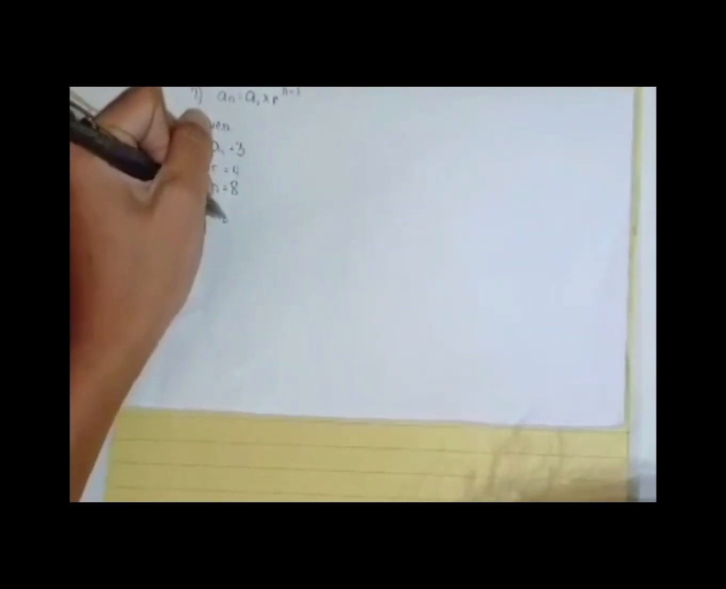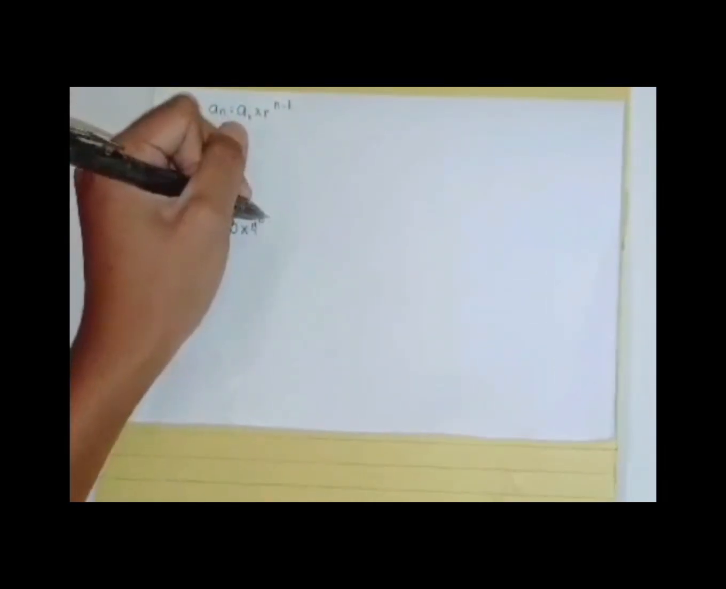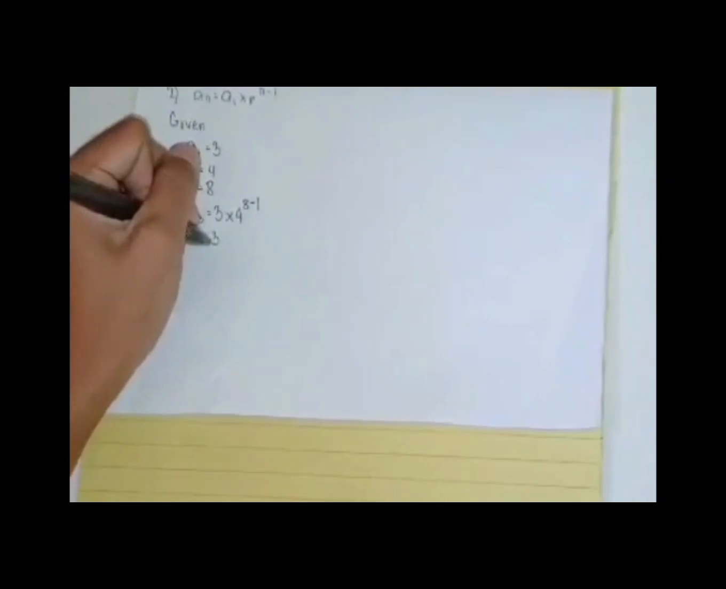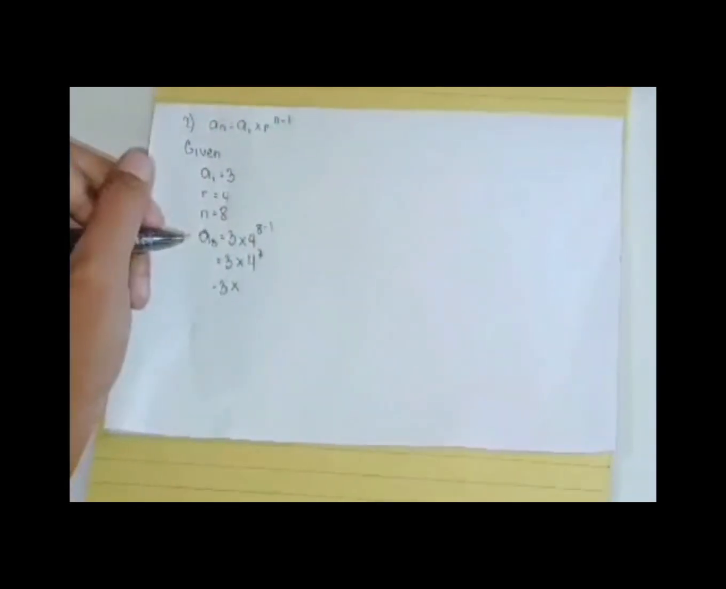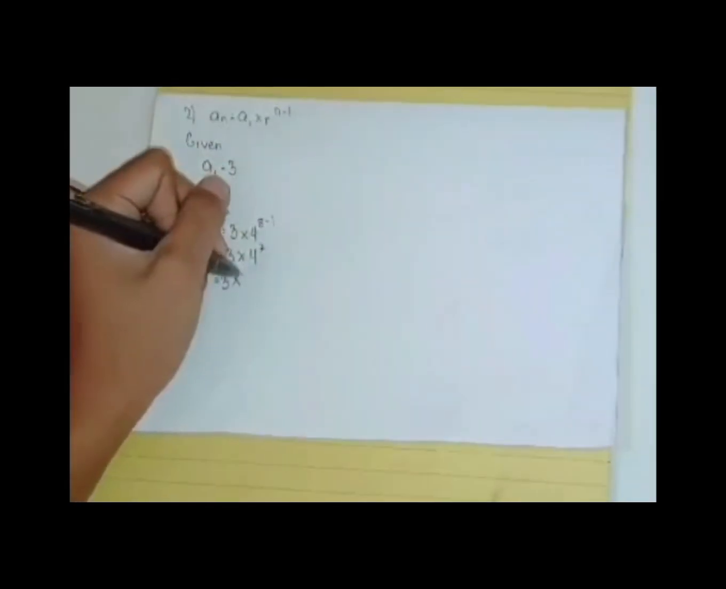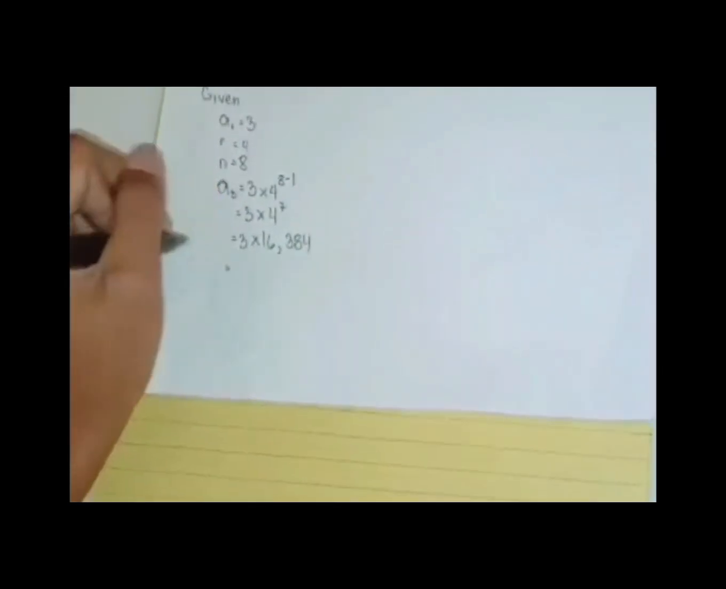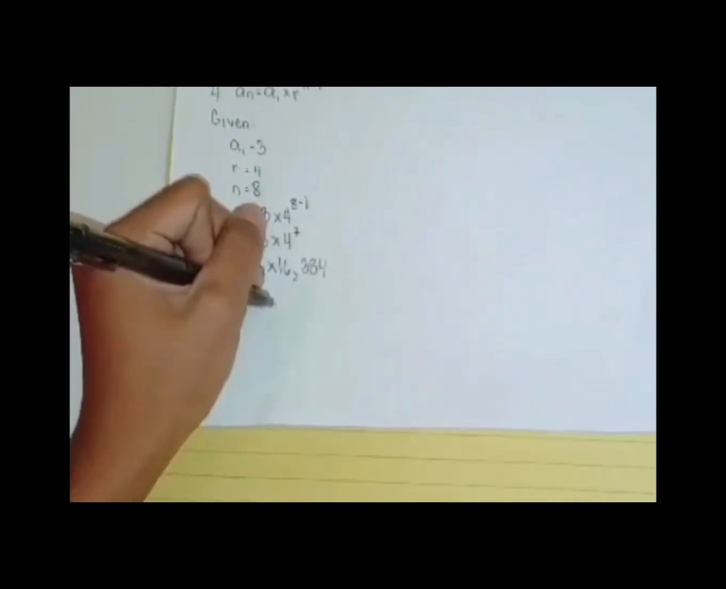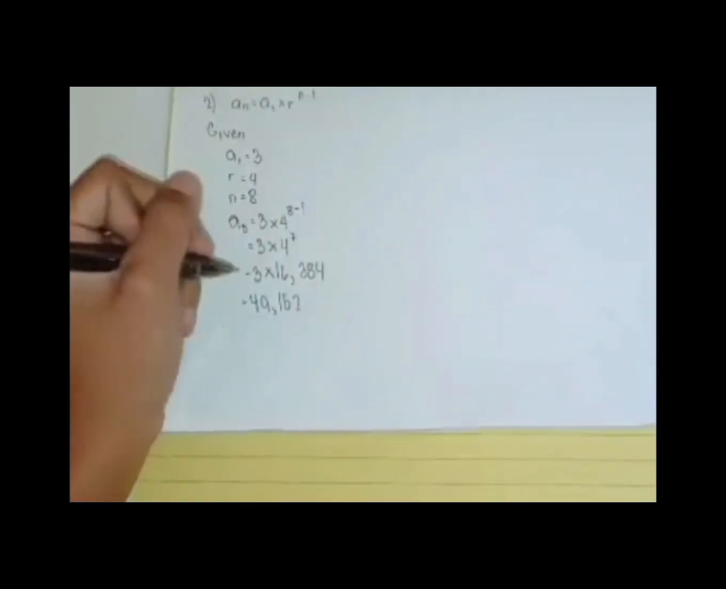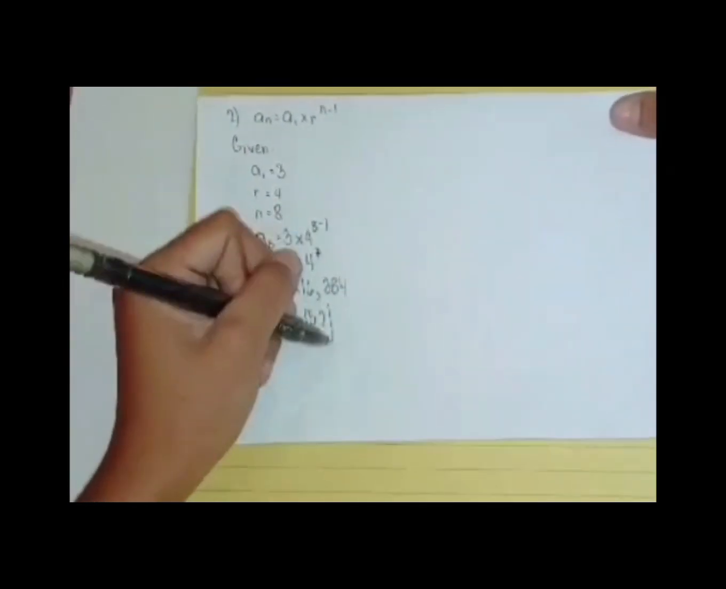So we're going to substitute again, and it will be a sub 8 is equal to 3 times 4 raised to the power of 8 minus 1. Copy the 3 times 4, and 8 minus 1 is equal to 7. Then 4 raised to the power of 7 is equal to 16,384. 3 times 16,384 is equal to 49,152. So our eighth term is equal to 49,152.